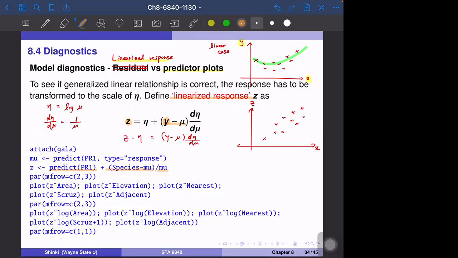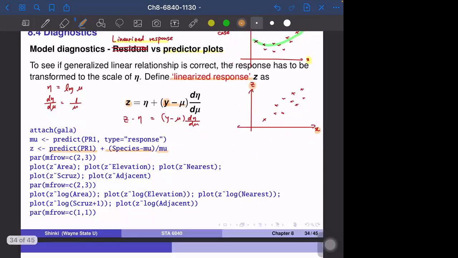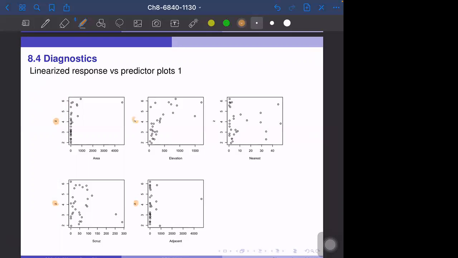Here y is the transformed number of species, and the x are variables such as area, the area of the adjacent island, or highest elevation. So here z is on the vertical axis, and the horizontal axis are the variables: area, elevation, nearest distance, the distance to St. Cruz Island, and the area of the adjacent island. You can see there's some relationship between area and z. There's maybe some relationship between elevation and z.